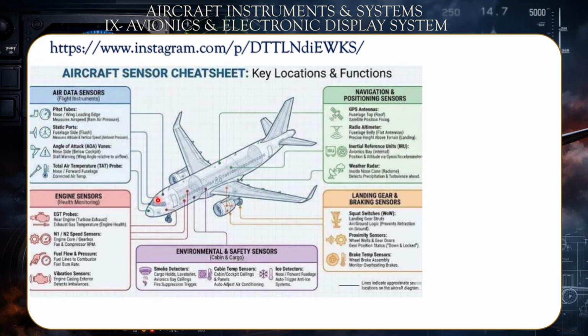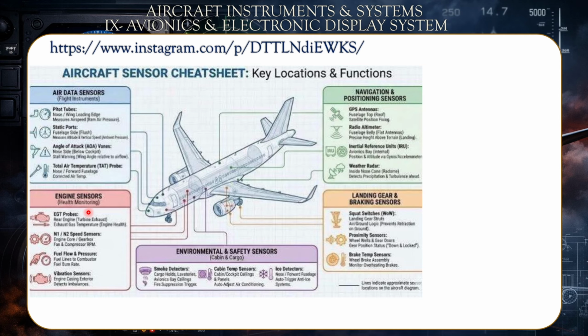at the front. Okay, these would turn based on the angle of attack to actually measure the angle of attack of the air against the aircraft, against the fuselage. Total air temperature, TAT probe, okay, that would be a resistor that would change based on the temperature.